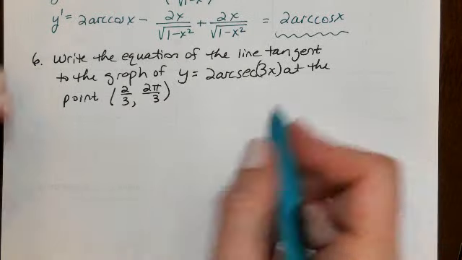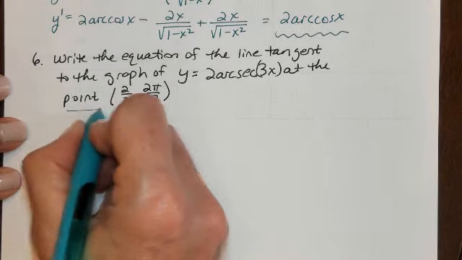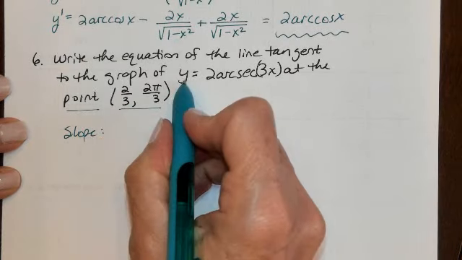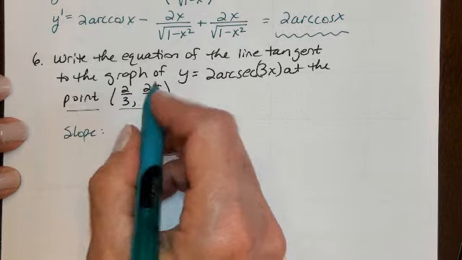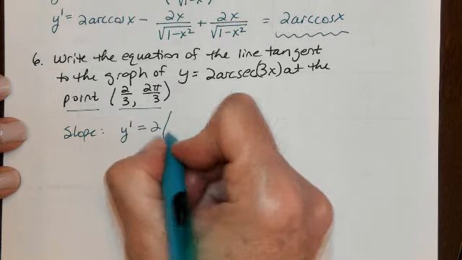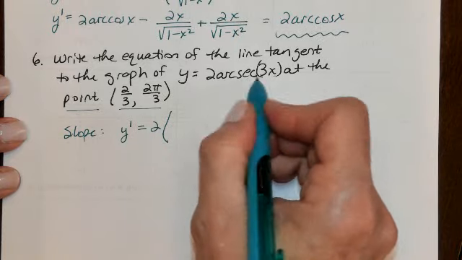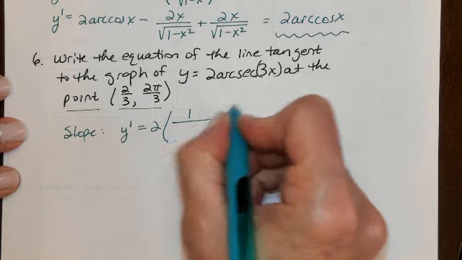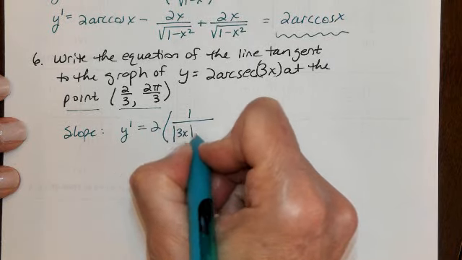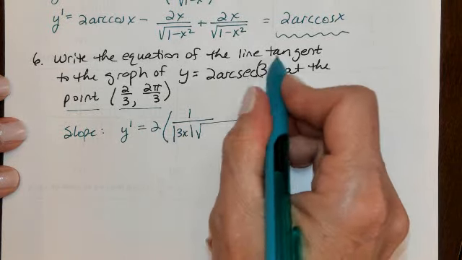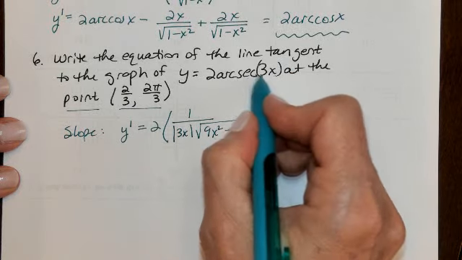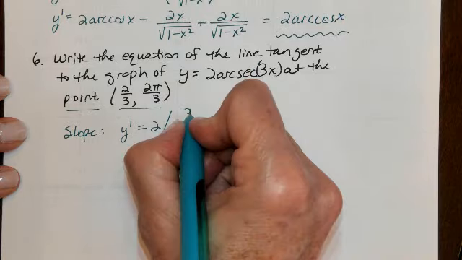Alright, so for the equation of a line, we need a point and a slope. We're given the point. There's the point. Now let's get the slope. Well, the slope will be y prime at that point, right? So y prime is going to equal 2 times the derivative of arc secant of 3x. The derivative of arc secant of 3x is 1 over the absolute value of 3x times the square root of 3x squared minus 1, times the derivative of 3x, which is 3.